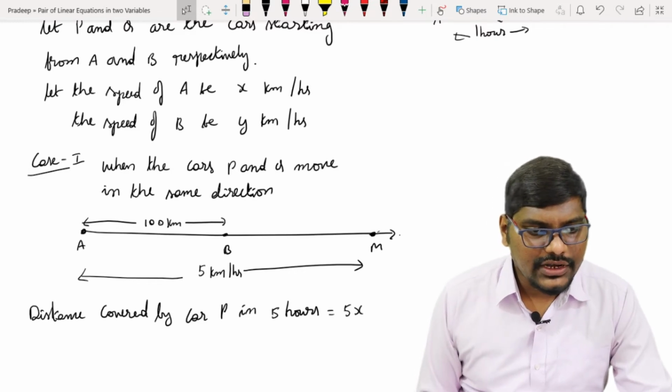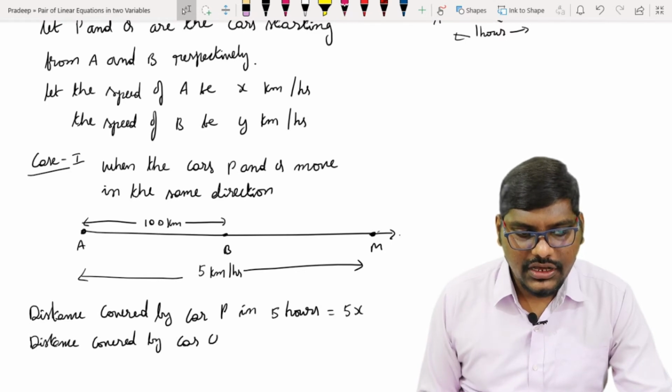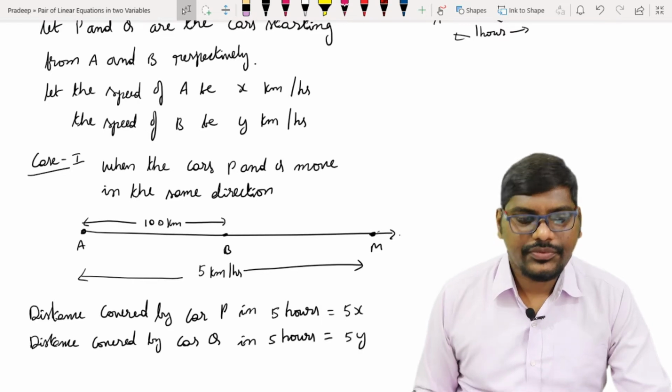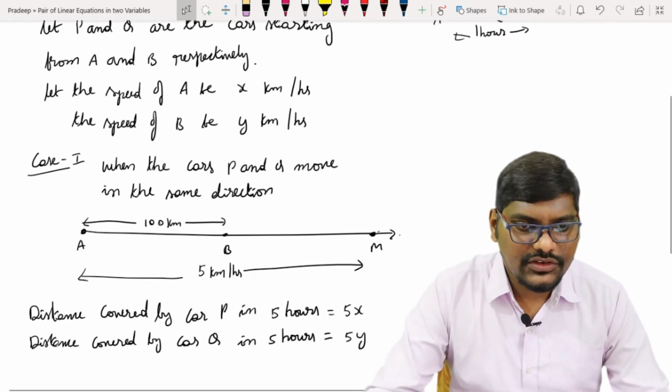Okay, same, we'll write distance covered by car. What is the second car? We have taken it Q. So in 5 hours, how much was the distance? That was 5y. Okay, so what about the distance from AM and the distance from BM?